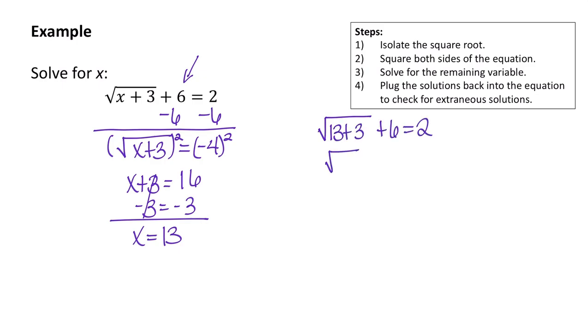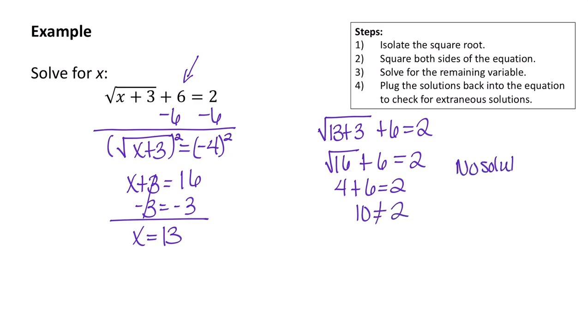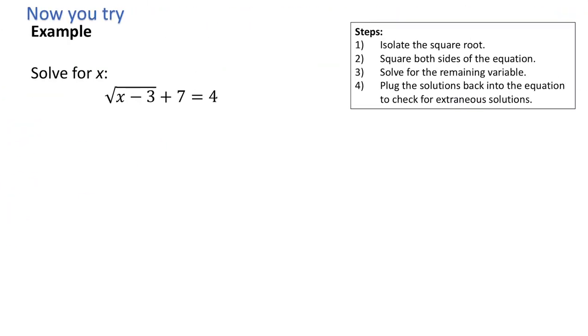The square root of 13 plus 3 is the square root of 16, so we have the square root of 16 plus 6 equals 2. The square root of 16 is 4, so we have 4 plus 6 equals 2, which tells us that 10 equals 2, which is not true. So that means we have no solution to this equation because we only found one solution and that solution did not make the equation true. Now you can go ahead and pause the video and try this example on your own.